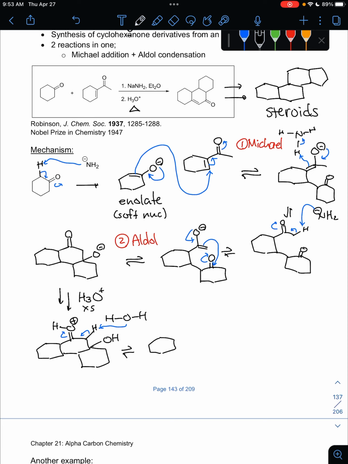This is the same mechanism we went over in aldol condensation reaction that is catalyzed by a strong acid.